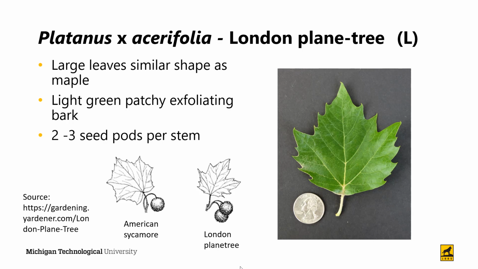The leaves are similar to maple, but arranged alternately on the twigs. The leaves can get much bigger than the leaf pictured here, as large as your open hand and then some. One way to tell the difference between London plane tree and sycamore is to look at the round seed pods. In sycamore, there is only one seed pod per stem. London plane tree will have more than one seed pod per stem.